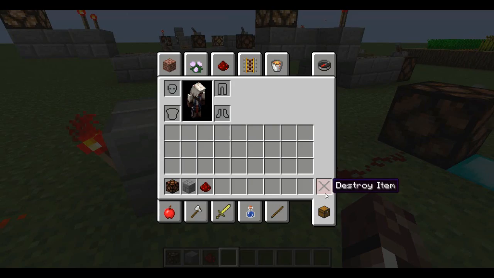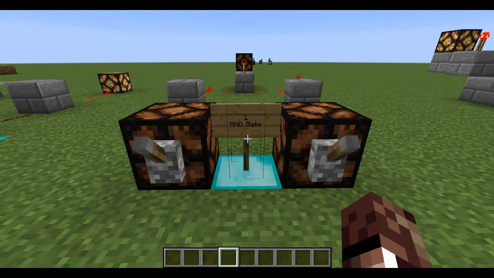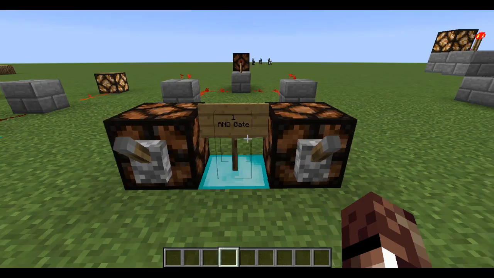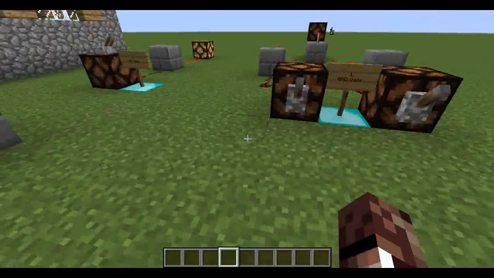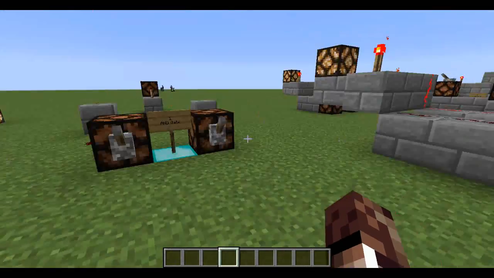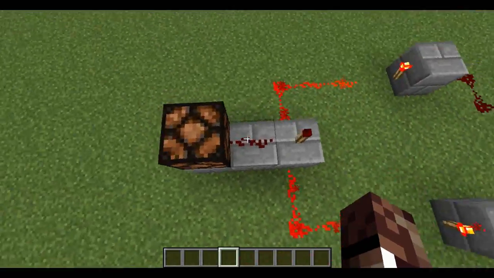Okay, so this is actually the first switch right here. This is the AND gate. What this gate does is make it so that you have to have both levers turned on in order for this thing to output power.